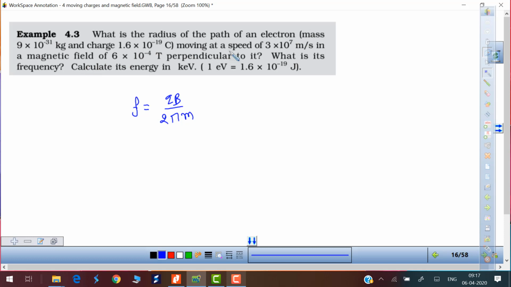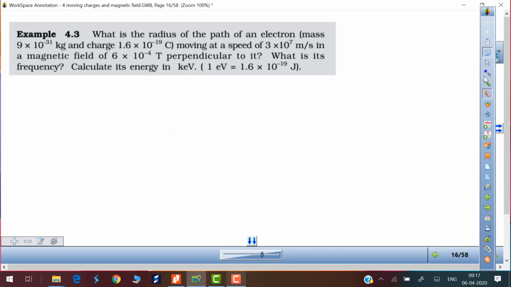What is the radius of the path of an electron? Mass is this much and charge is this much, moving at a speed of this much in a magnetic field perpendicular to it. What is the frequency? Calculate kinetic energy in kilo electron volt.